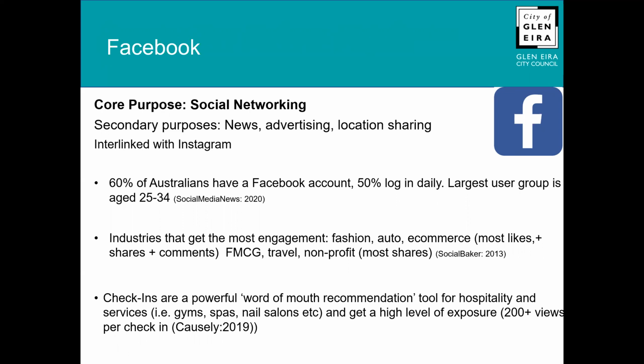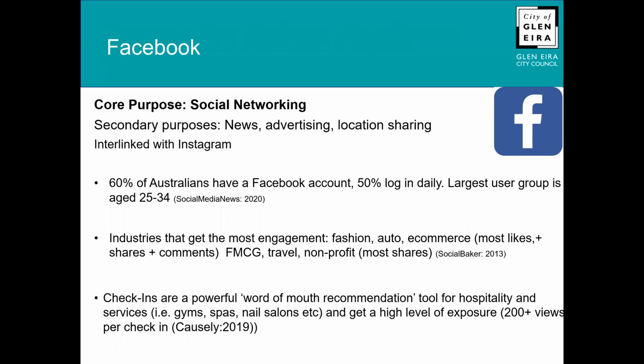Now, just to be clear, a check-in is basically where a customer goes to your shop, logs onto their Facebook account and says, getting my nails done at Glen Eira nail shop, and they'll tag your business if the business has a Facebook account. What happens is the name of your business, a link to your business's page, and the location of your business on a map will all be published onto that person's profile and shared with all of their friends.